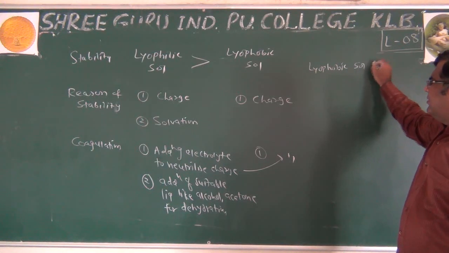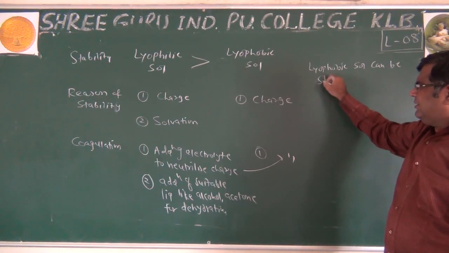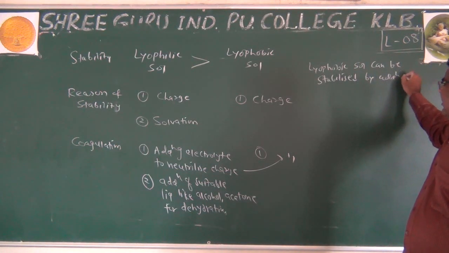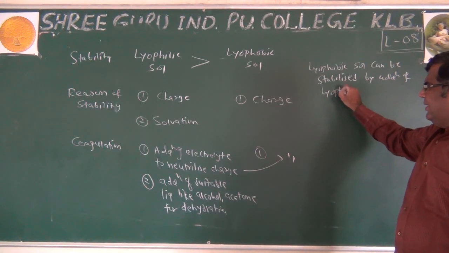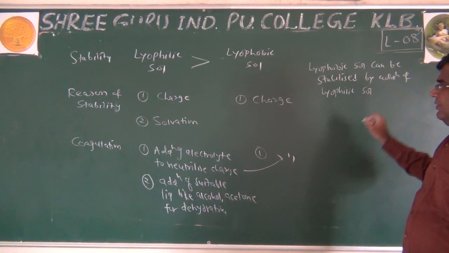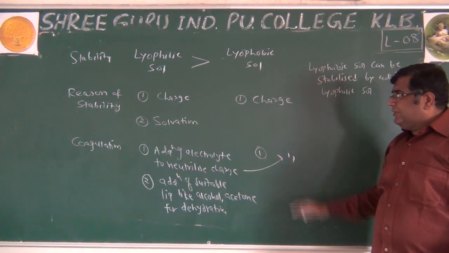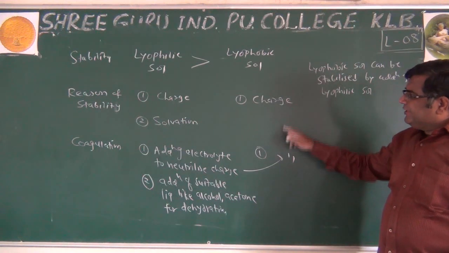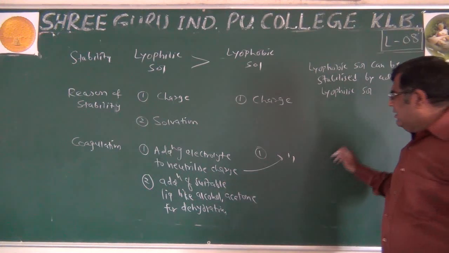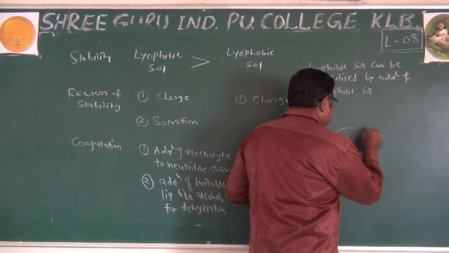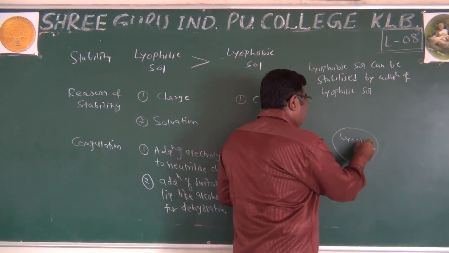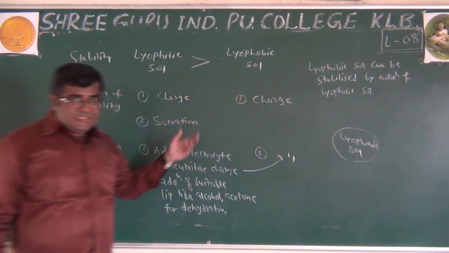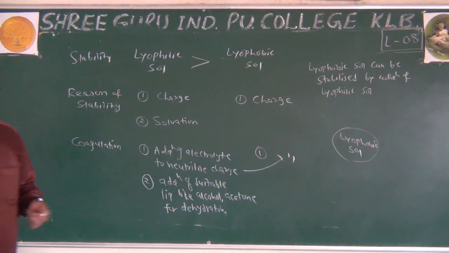Lyophobic sol can be stabilized by addition of lyophilic sol. If we add lyophilic sol to the lyophobic sol, its stability will be increased. How will it increase? This is lyophobic sol, which is not much stable compared to lyophilic.